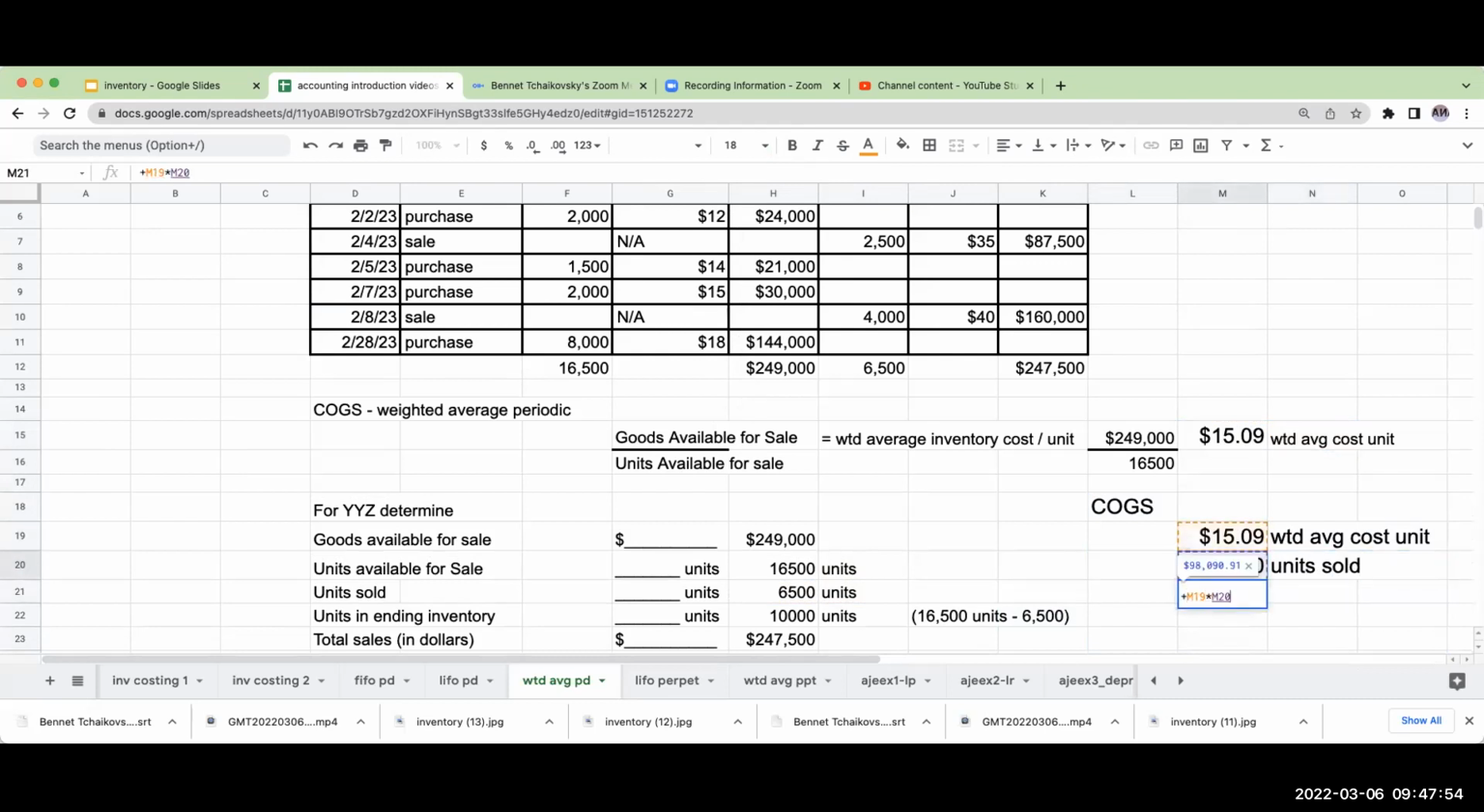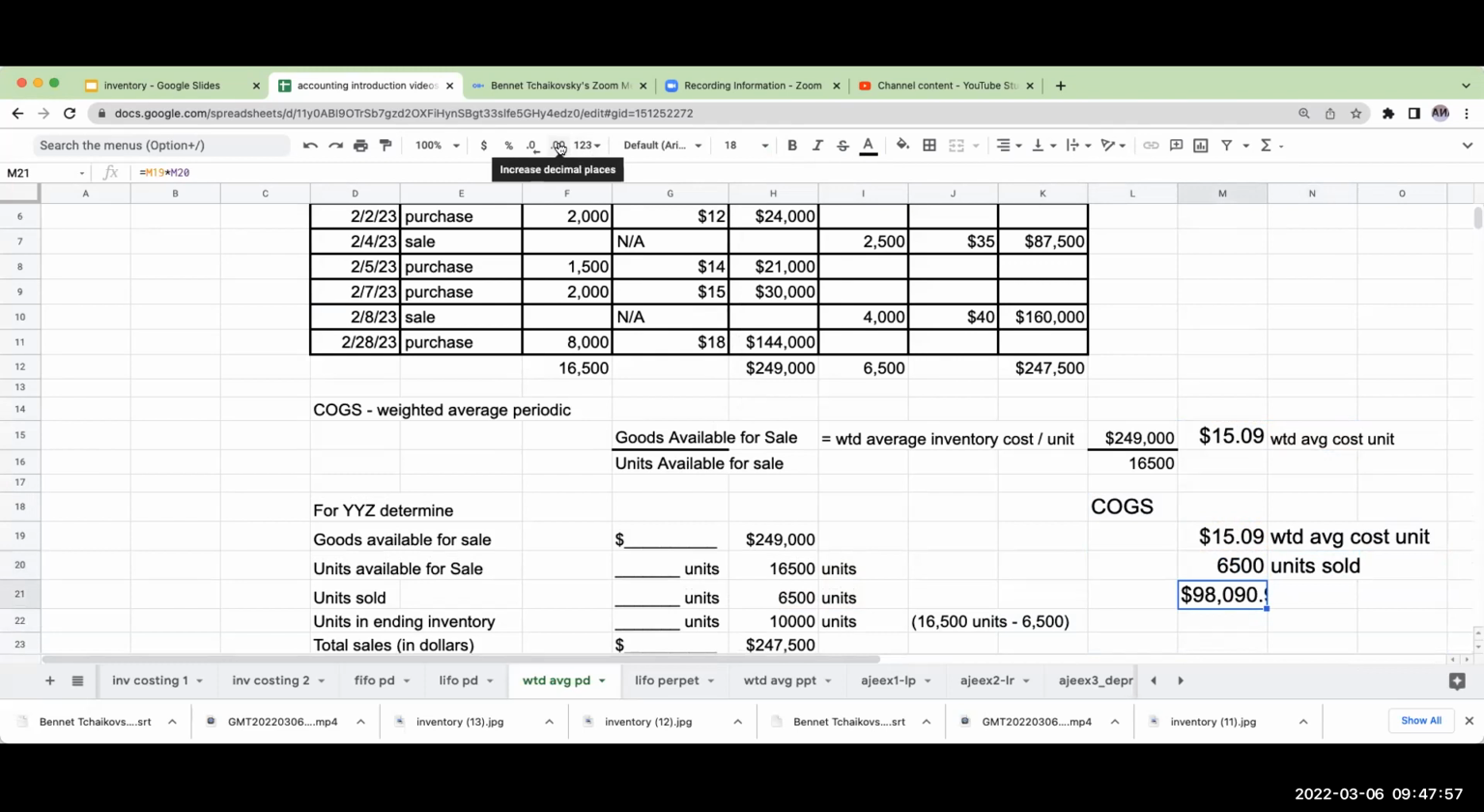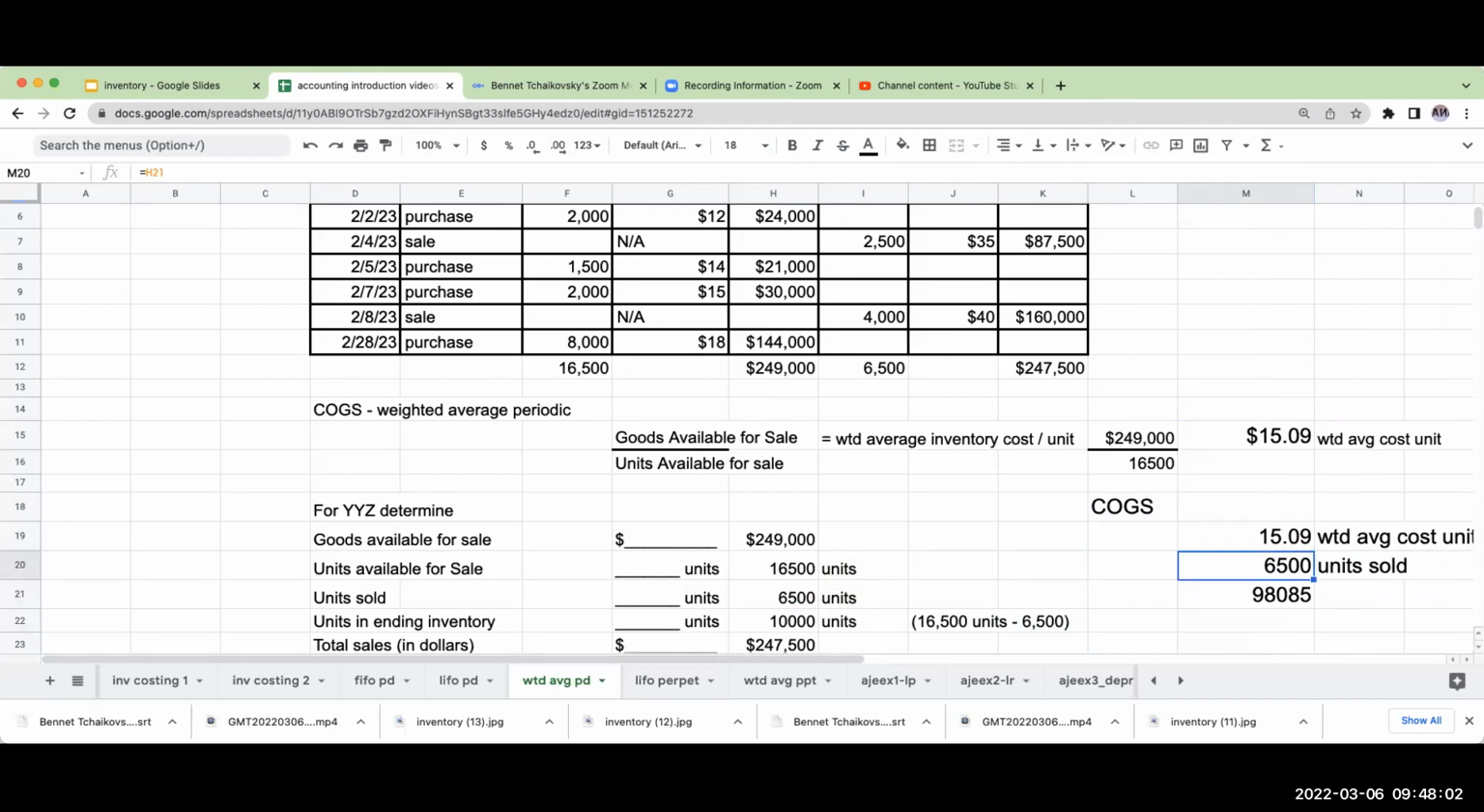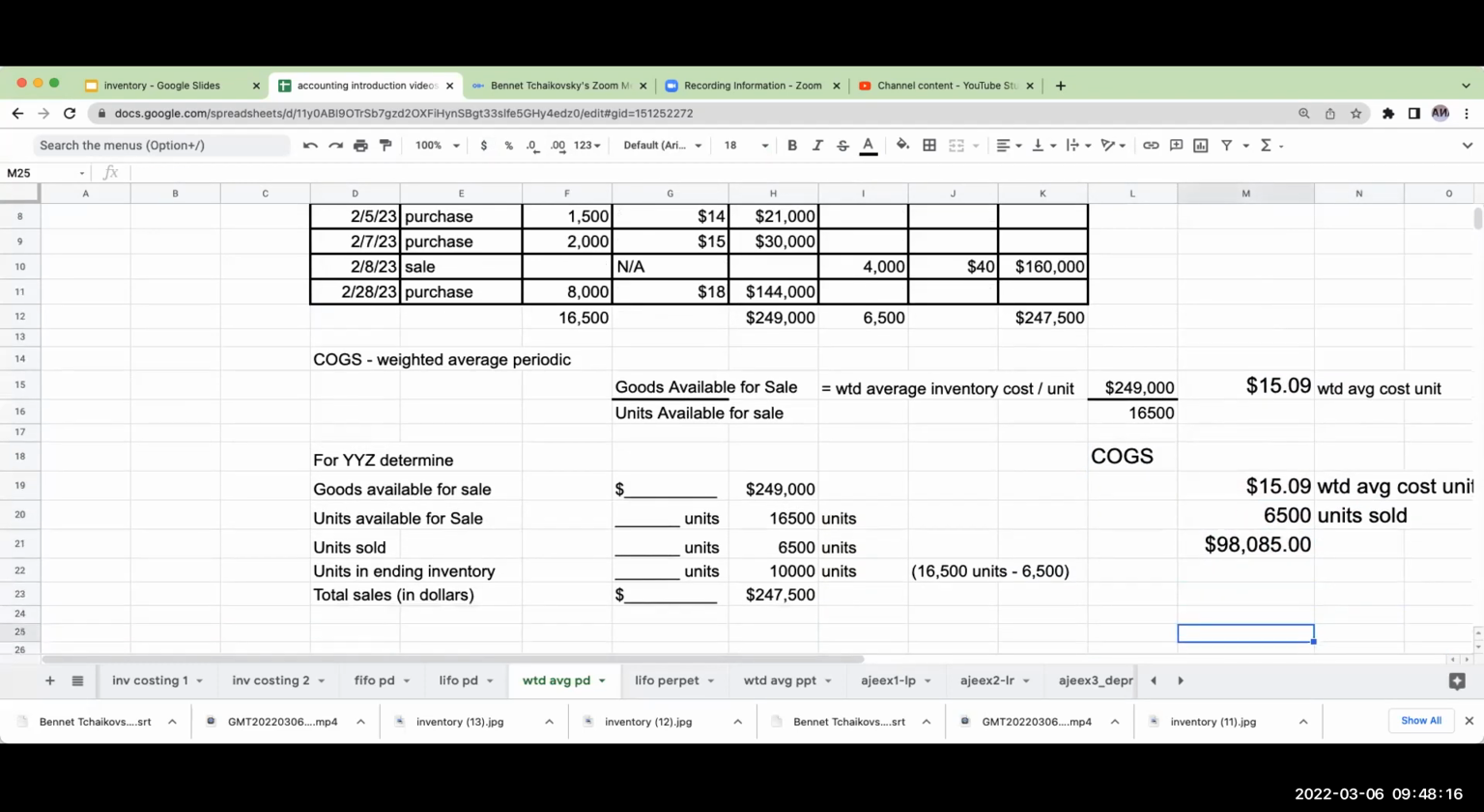which is going to be 90,000. I'm basically just going to use an absolute value, $15.09. This is going to be rounded. So if you're trying this at home, you may get a little bit of a different response. Okay, so this is my cost of goods sold under weighted average periodic. Again, I'm rounding this number, so our numbers are going to look a little bit different.